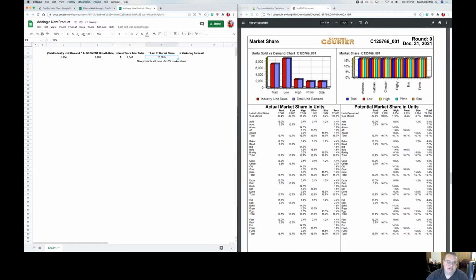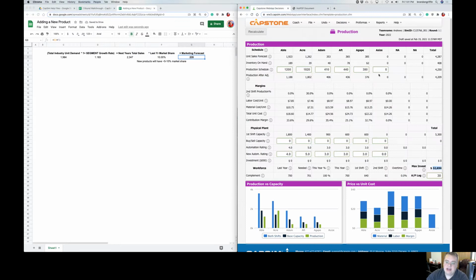So let's go ahead and make that a percentage. We're going to do 2,347 times 10%, and that is going to give us 235 units of capacity. So now we are going to go into our production spreadsheet over on the right side of my screen, and we're going to add 235 units of capacity. So let's go ahead and recalculate. And we need to make this an automation rating. I wouldn't recommend doing anything lower than a 3. So let's go ahead and do 3.0, and we're going to recalculate.